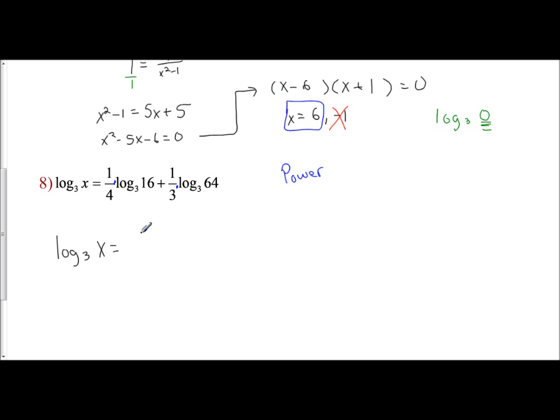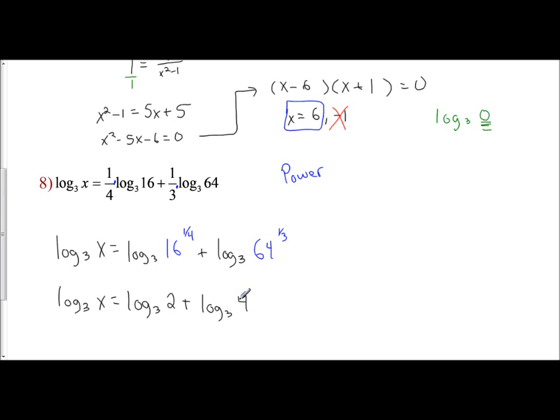So to combine these, I'm going to first do log base 3 of 16 to the 1/4 power plus log base 3 of 64 to the 1/3 power. Before I go further, I'm going to apply this rational exponent to each one. So the left side's going to stay the same, log base 3 of x. The right side, I really have log base 3, the 1/4 power of 16 is 2, plus log base 3, the 1/3 power of 64 is 4.